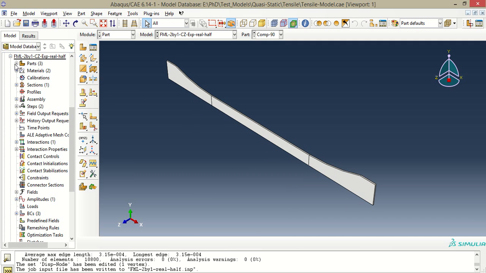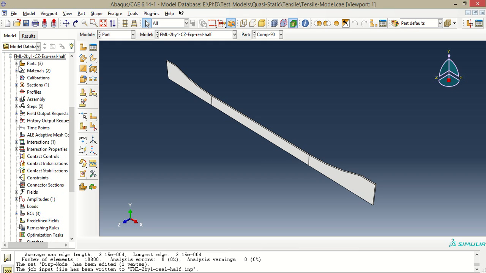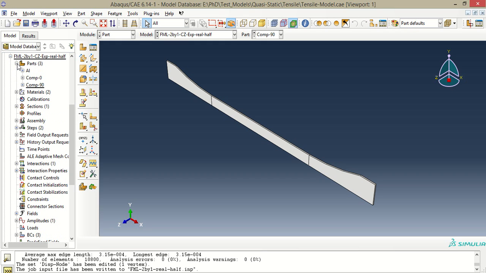In my case, since I told you that this is a composite, this is the composite sandwiched between a metal, which is aluminum. So we have aluminum, we have composite oriented in 0 degree, and composite oriented in 90 degree.